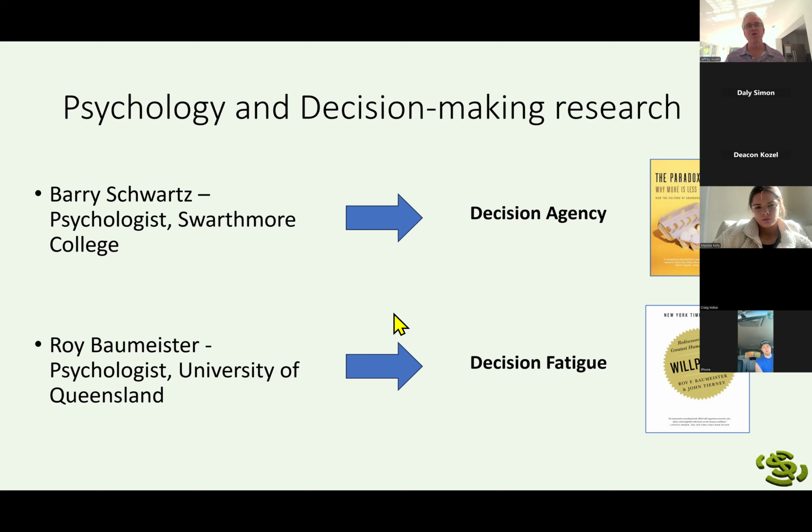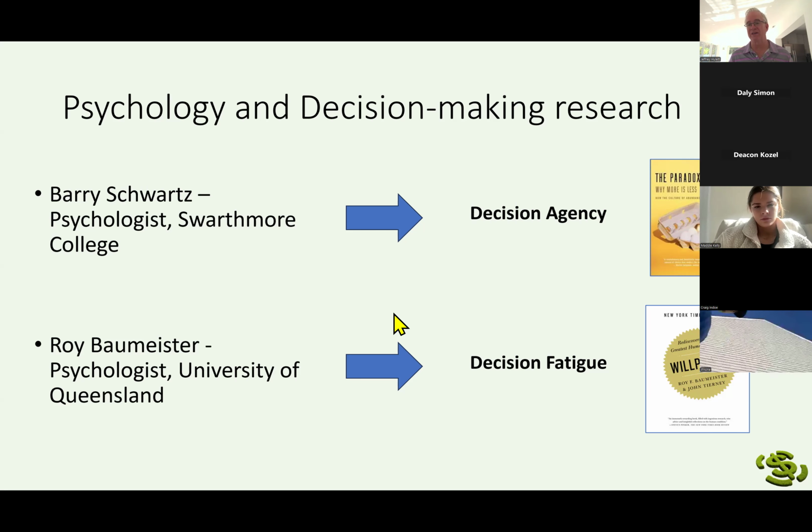A couple of big researchers in the decision space, actually one of my favorites, and an excellent book if you're ever looking for a relatively easy read. It's more of a popular book than a deep research article or academic kind of work. A guy named Barry Schwartz, who's been at Swarthmore for forever, wrote a book called The Paradox of Choice, and he really nails some of the challenges. But he really focuses on what's called decision agency.